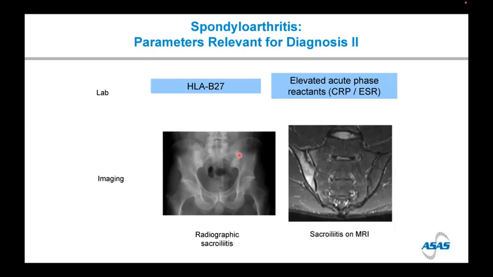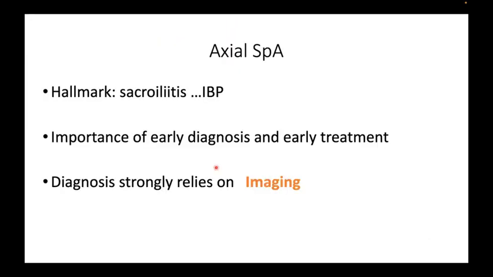So the remaining thing is imaging, which includes X-ray and MRI. To summarize the previous slide, the hallmark of axial SpA is imaging showing sacroiliitis, together with inflammatory back pain. And of course, the importance of early diagnosis and early treatment. The diagnosis strongly relies on imaging.